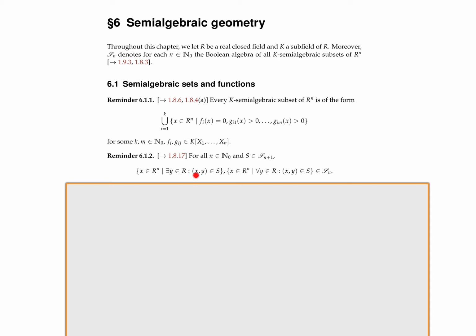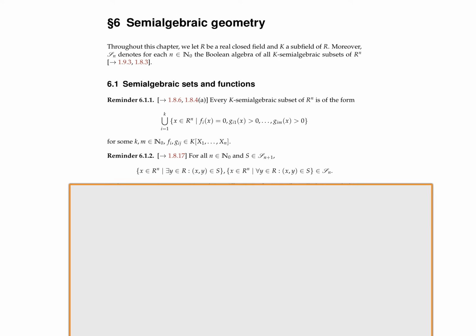Yeah, so that's an n-tuple, and that's a number, and together that should denote the (n+1)-tuple, which arises from a concatenation. And here I have the set of all x in R^n such that for all y in R, (x,y) lies in S. That's semi-algebraic again. And that was absolutely non-trivial. That required a real quantifier elimination.